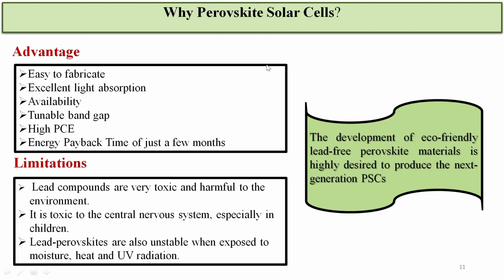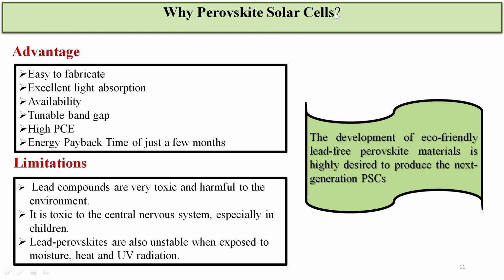So why perovskite solar cells? These are the advantages and limitations of perovskite solar cells. The advantages of perovskite solar cells are that they are easy to fabricate, with excellent light absorption, availability, tunable bandgap, high power conversion efficiency, and an energy payback time of just a few months.